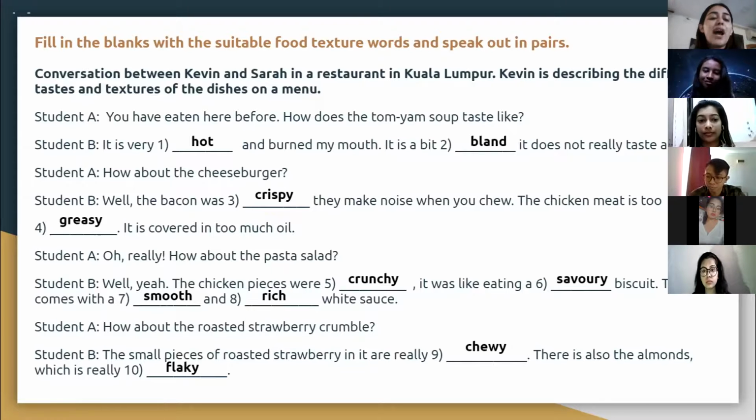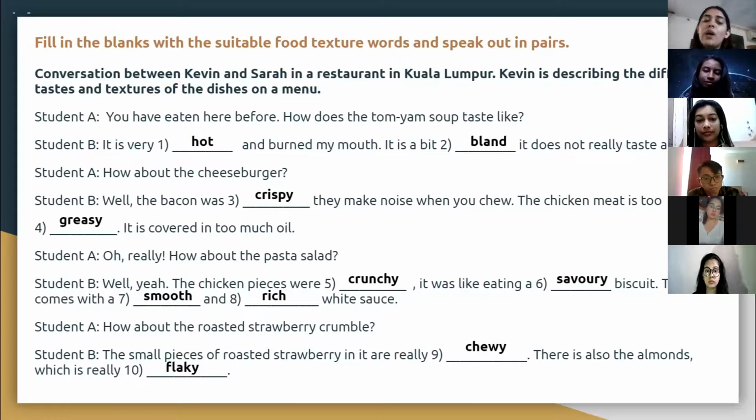Student A said, "How about the cheeseburger?" Student B said, "Well, the bacon was crispy. They make noise when you chew. The chicken meat is too greasy. It is covered in too much oil." Student A said, "Oh, really? How about the pasta salad?"